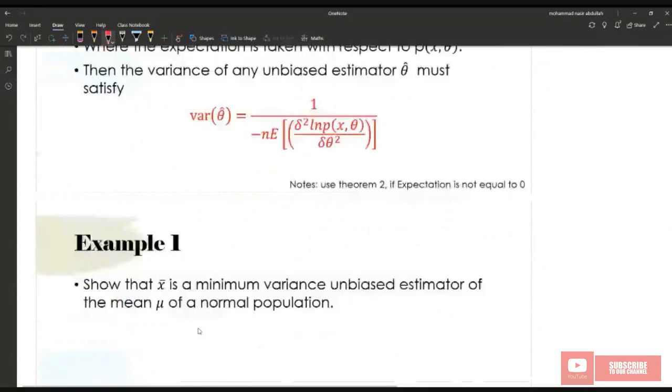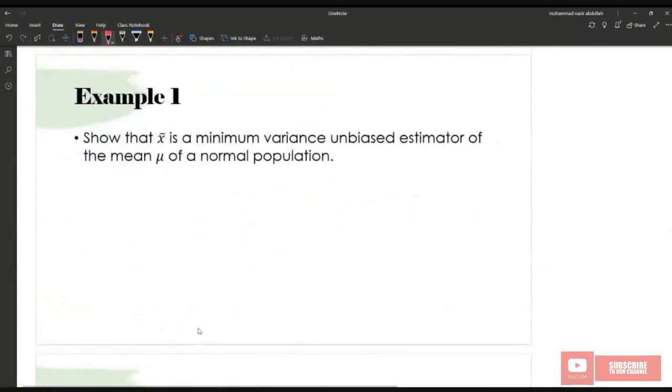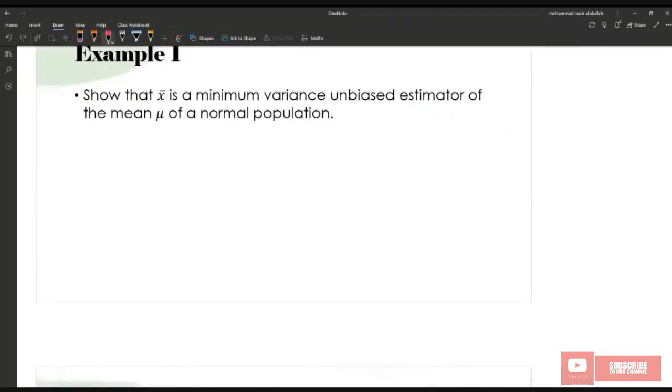Right, so now look at example number 1. In example number 1, we need to show that x bar is a minimum variance unbiased estimator of the mean mu for a normal population.